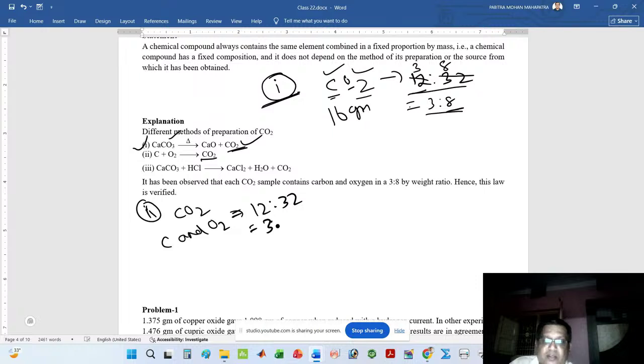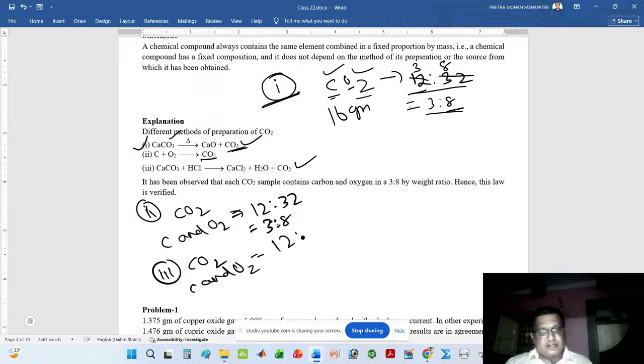Now think about the carbon dioxide prepared by using method 3. The carbon dioxide in method 3 is prepared by the reaction between calcium carbonate and HCl. Look at that. Here, if you find out the ratio of carbon and oxygen, then the ratio is also 12 is to 32, that is 3 is to 8. Suppose you use the fourth method and carbon dioxide is formed. This carbon dioxide also maintains the ratio 3 is to 8.